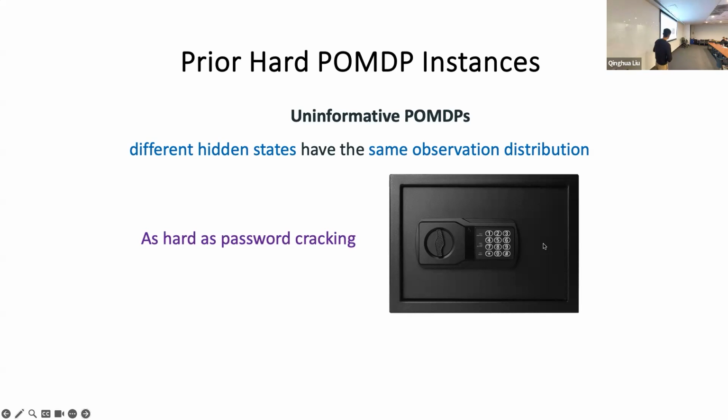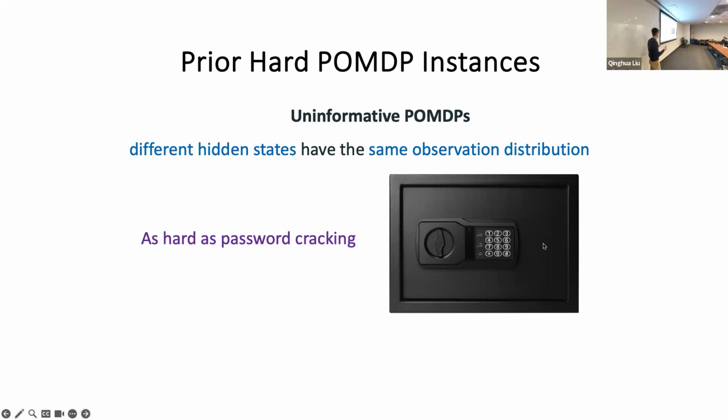And at a high level, we found that the reason those POMDPs are hard is because there are some very important hidden states which have the same observation distribution. So in other words, the observations in those POMDPs do not contain a sufficient amount of information for the purpose of decision making.